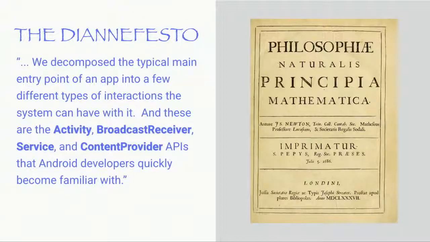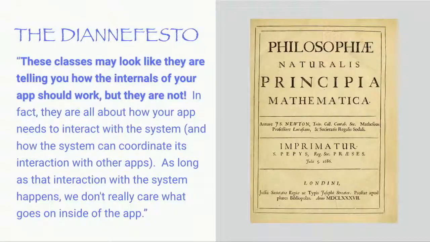If you look at our core primitives, activity, broadcast receiver, service, content provider, you might reasonably think that those constitute an application framework. But that's not the right way to think about it. These classes are actually contracts between the application and the operating system. They represent the minimal amount of information necessary so that the OS knows what's going on inside your app so we can manage it properly.